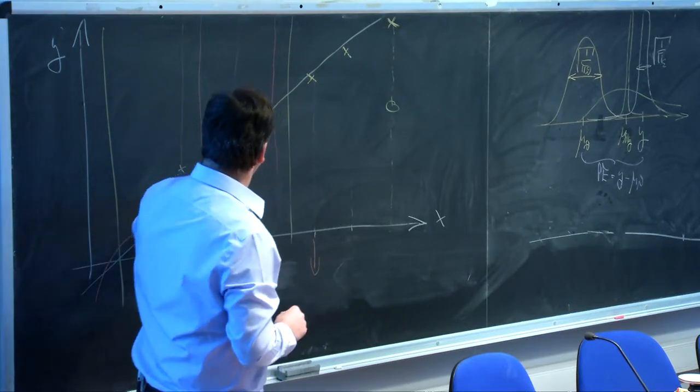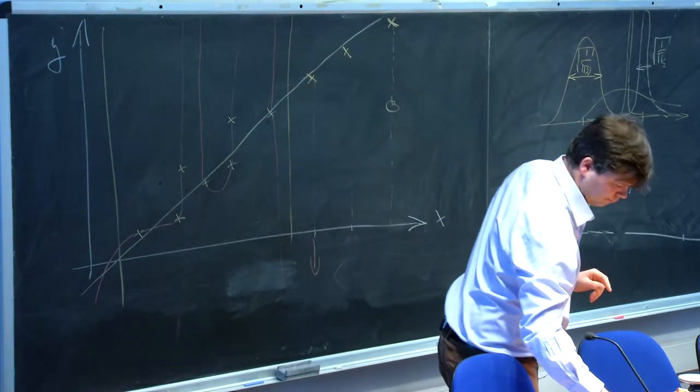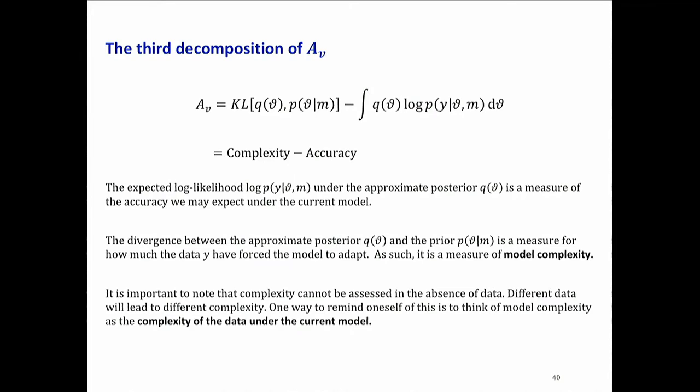And this is what's called overfitting, taking a model that fits your data exactly, but doesn't make good predictions. And that is why we cannot simply look at the expected log likelihood. We also have to take into account complexity. And complexity is the divergence between the approximate posterior Q and the prior. So it's a measure for how much the model has to distort itself, how much it has to update its prior in order to get to the posterior.